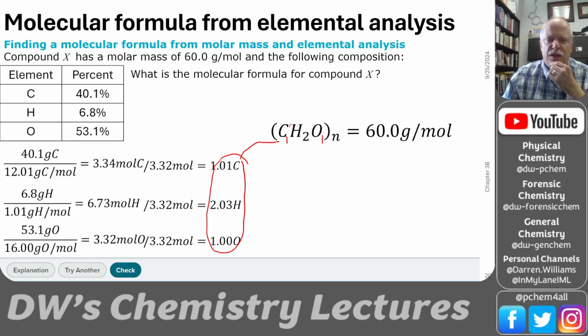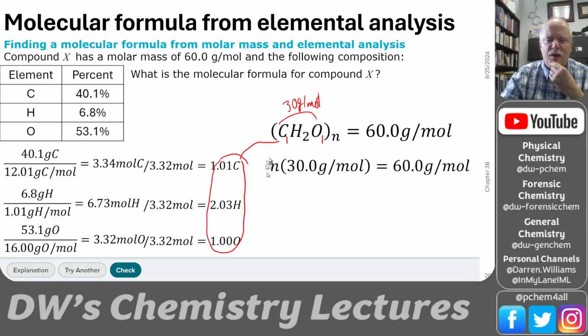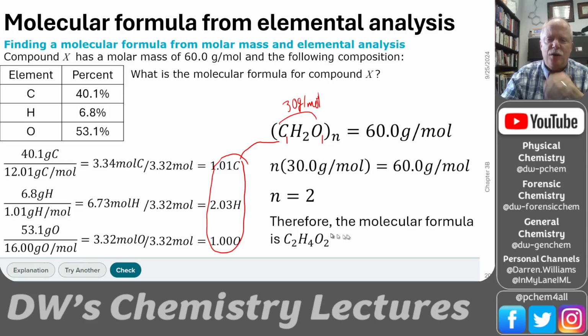Now, that piece weighs 30 grams per mole. So our molecule is some number of units of that to get to 60 grams per mole. So we have some integer number times 30 to get to 60. So 60 divided by 30 is 2. So our molecular formula for this substance would be C2H4O2.